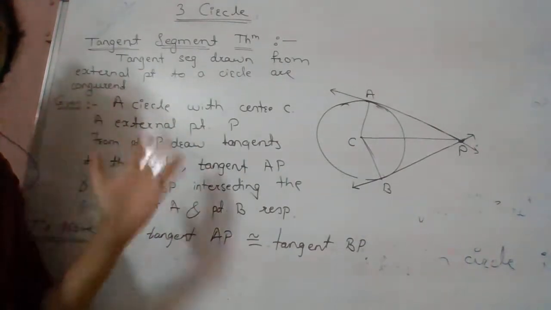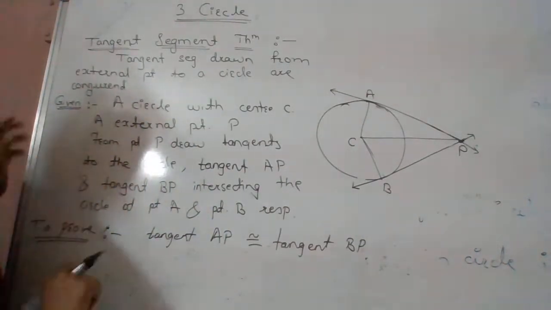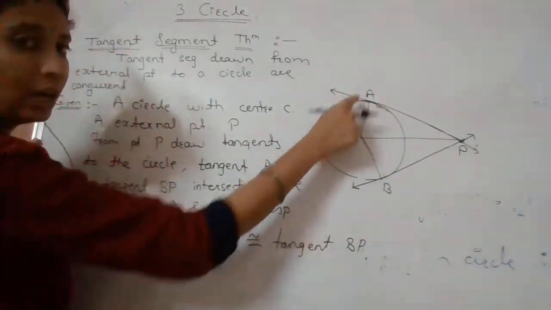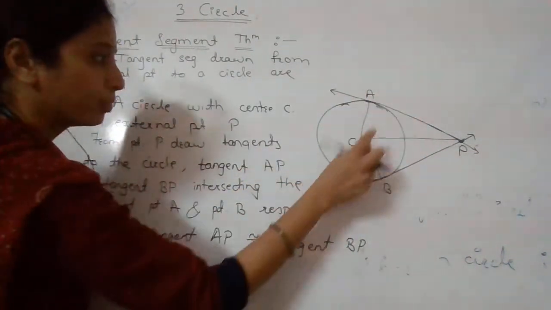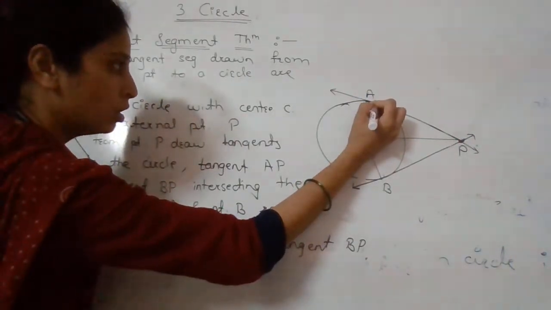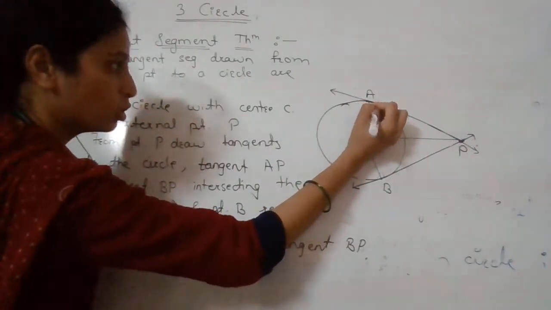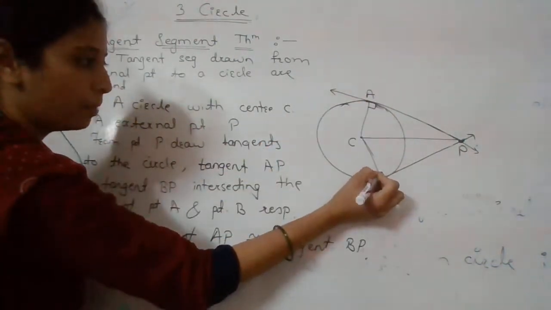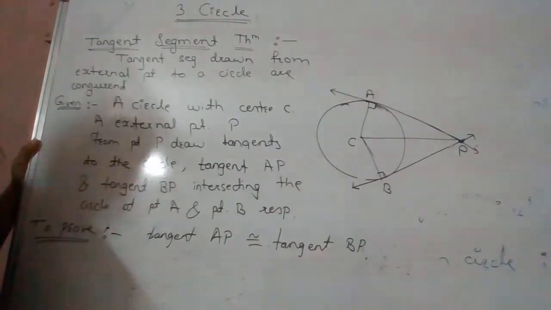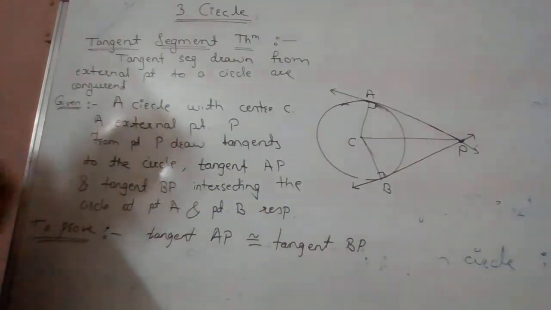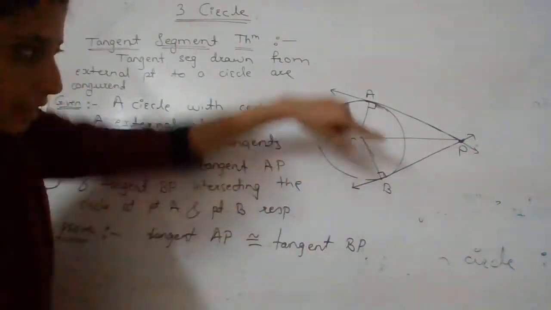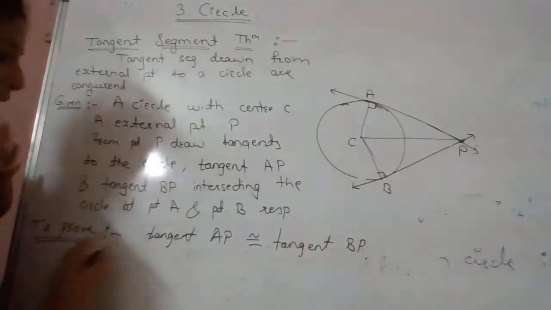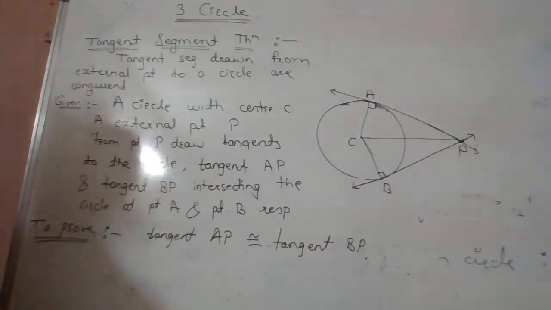And what does the tangent theorem say? The tangent theorem says that the radius is perpendicular to the tangent. That means a segment drawn from the center to the tangent, that is the radius, is perpendicular to the tangent. So in this construction, I simply drew CP, then drew the radii, that is, I joined CA and CB. You may or may not need to write this construction.